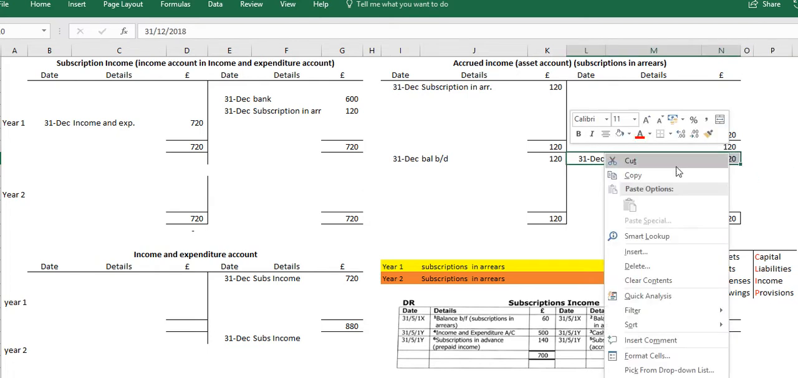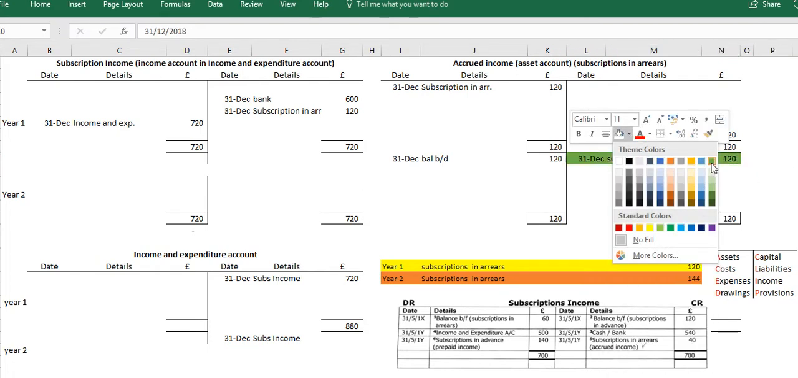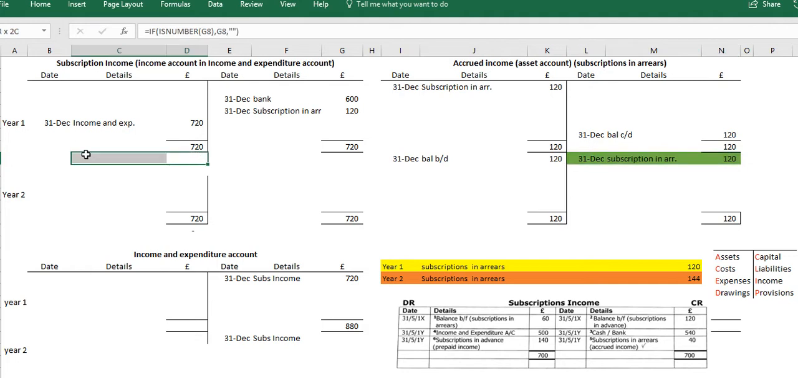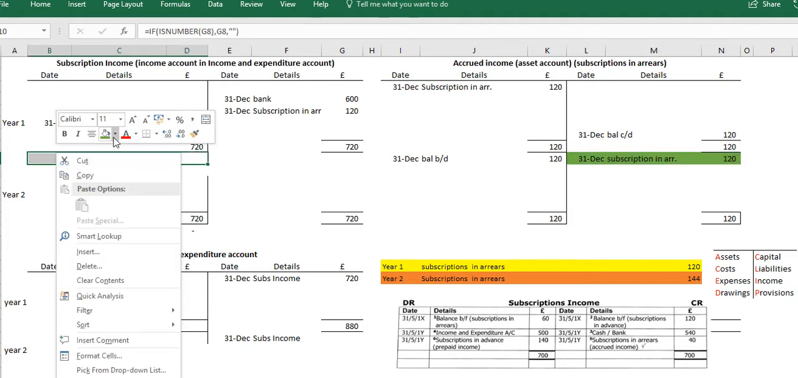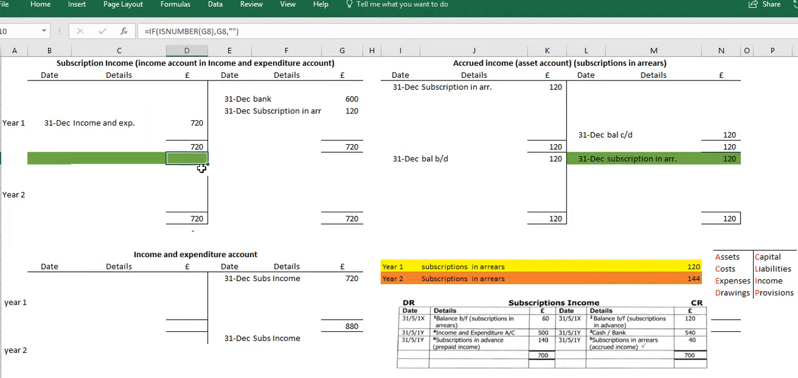So we've done a credit here. So we would need to do a debit within our subscription account. So we're going to do a debit of 120 pounds.